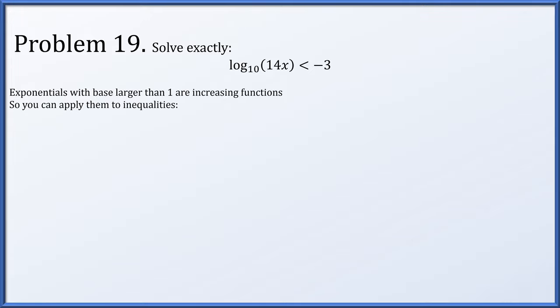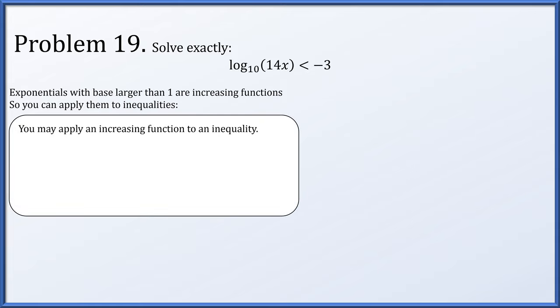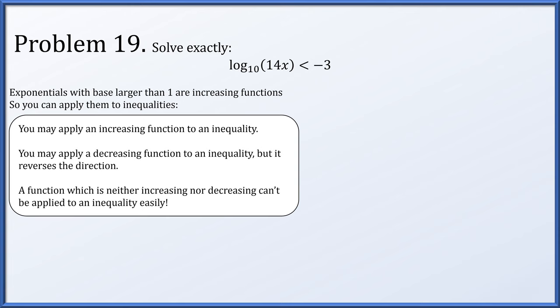In other words, you can apply such functions to inequalities. If a function is always going up from left to right, plugging a smaller number in always produces a smaller output. If you know one number is less than another, then the function applied to the first will be less than the function applied to the second. Similarly, if the function is always going down, then plugging in a smaller number produces a larger output. You can apply a decreasing function to an inequality if you reverse the direction of the inequality. If the function is not always going up, or it is not always going down, it becomes very tricky to know how inequalities interact with that function, so be careful.